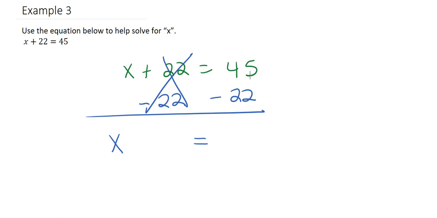Feel free to get the calculator out, or you can just go ahead and do it. And that's 23. So what does x equal? x is equal to 23.